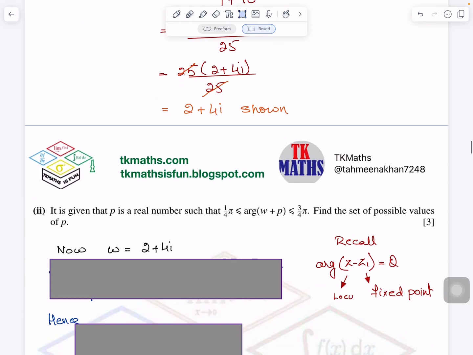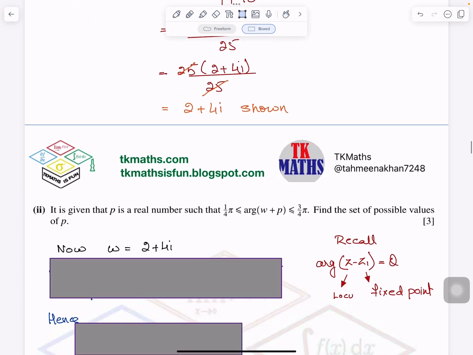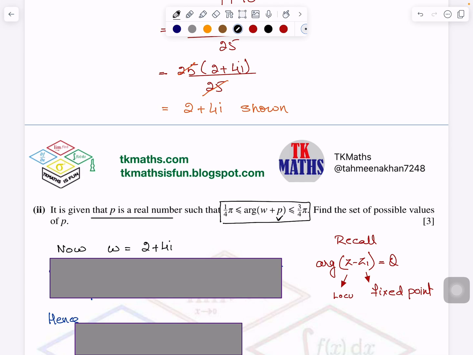Now part 2 of the question is saying it is given that, now this part 2 is different. Usually it is not asked in this way, right? It was a very different type of question. It is given that p is a real number, such that this condition is given to you. And you notice here what is written: find the set of possible values of p. So first of all, you have to understand the question.